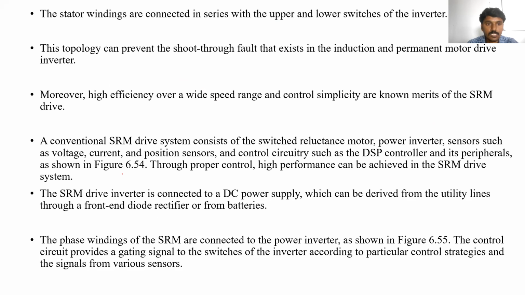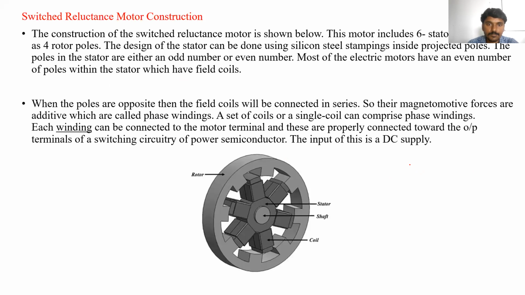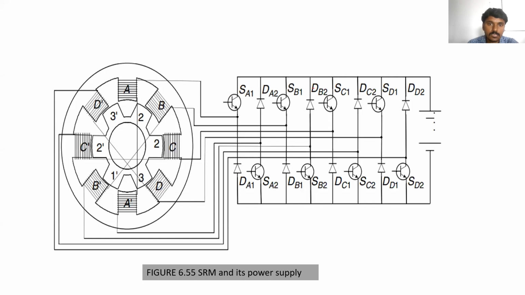A conventional switched reluctance motor drive system consists of the switched reluctance motor, power inverter, sensors such as voltage sensors, current sensors, and position sensors, and control circuitry such as the DSP controller and its peripherals. Here you can see the diagram. This is the simple circuit diagram of the switched reluctance motor drive.